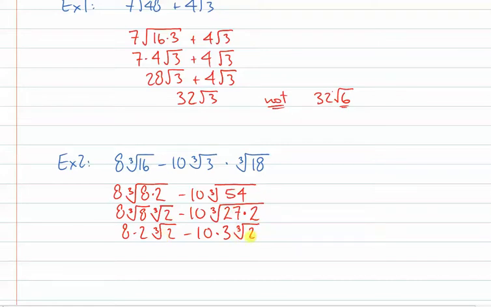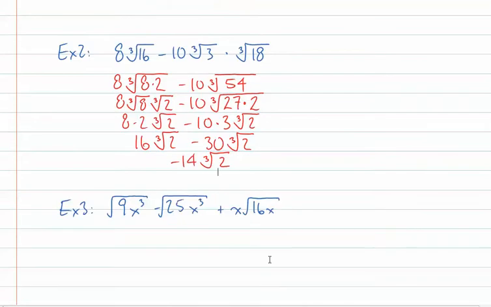Notice how I now have the same index and radicand. I've got 16 of them over here, and I've got 30 of them over here being subtracted. 16 minus 30, negative 14, cube root 2.